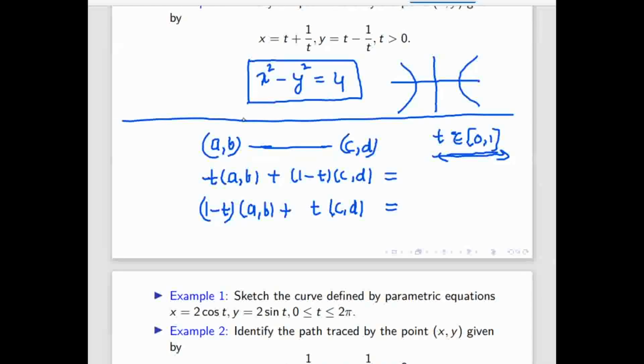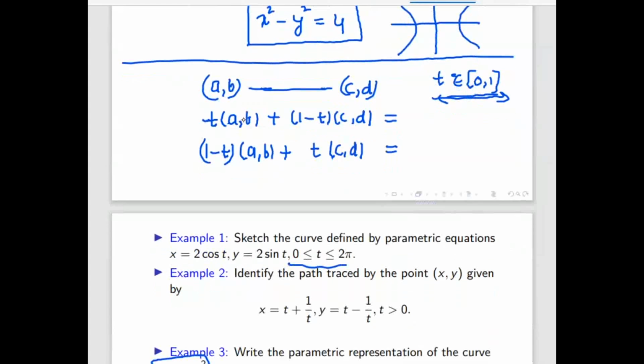Here, t is a parameter, like 0 to 2 pi. If you vary that parameter, the particle will move from point AB to point CD. t is a parameter, like t is time there. Once the time goes from 0 to 1, that particle will move from the point AB to CD or CD to AB.